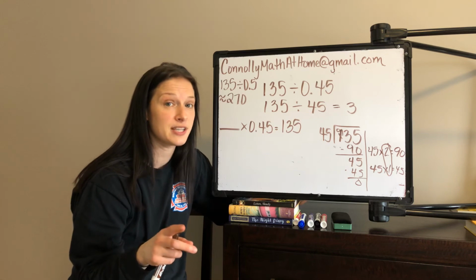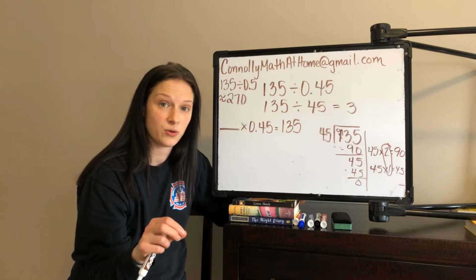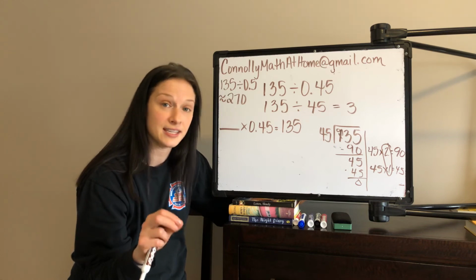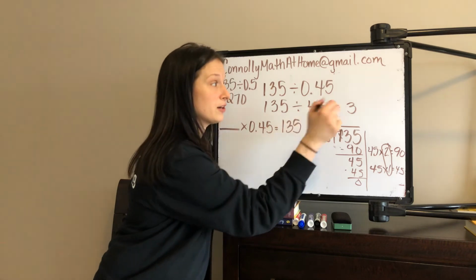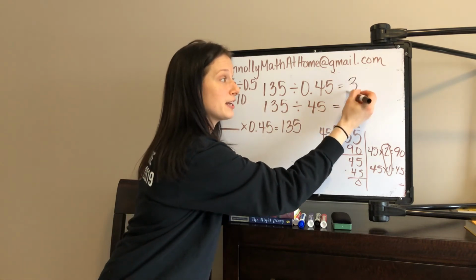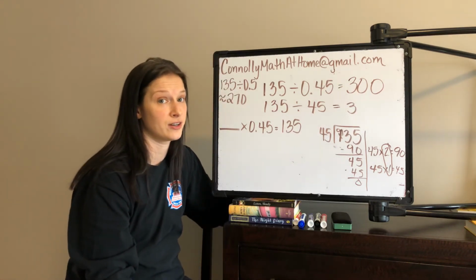Okay, in the last 2 examples, the divisor had just gotten 10 times smaller, and then the quotient got 10 times larger. In this example, my divisor got 100 times smaller, so my quotient has to get 100 times larger.